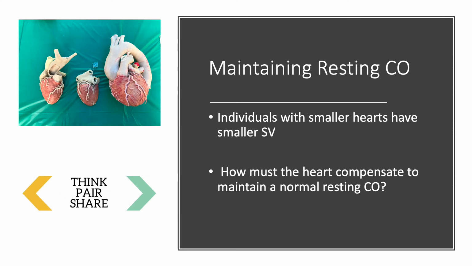Well, you might have arrived at this conclusion that they must have a faster heart rate, right? Those are our two components of cardiac output, heart rate or stroke volume. So if you have a reduced stroke volume, you've got to compensate for that by increasing your heart rate. And on average, we see that women and children have smaller hearts than men and therefore have faster heart rates on average. Okay?